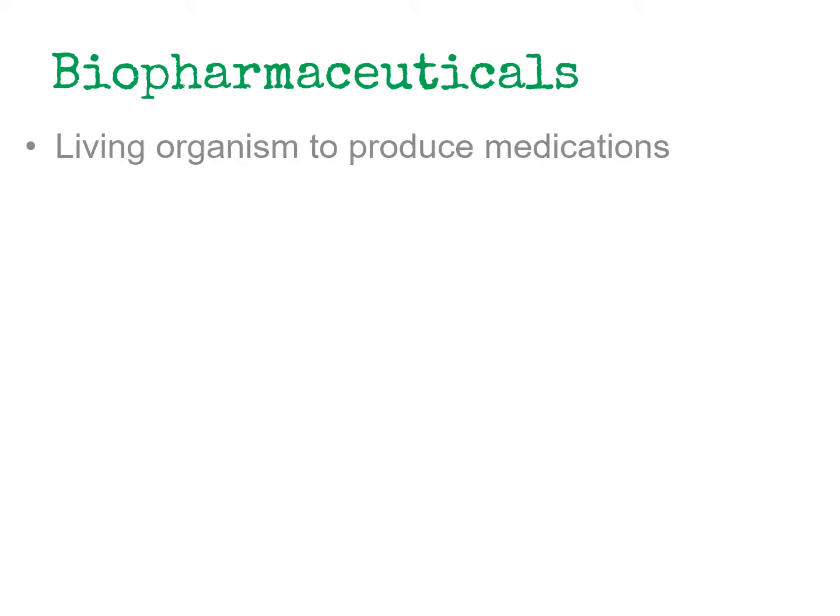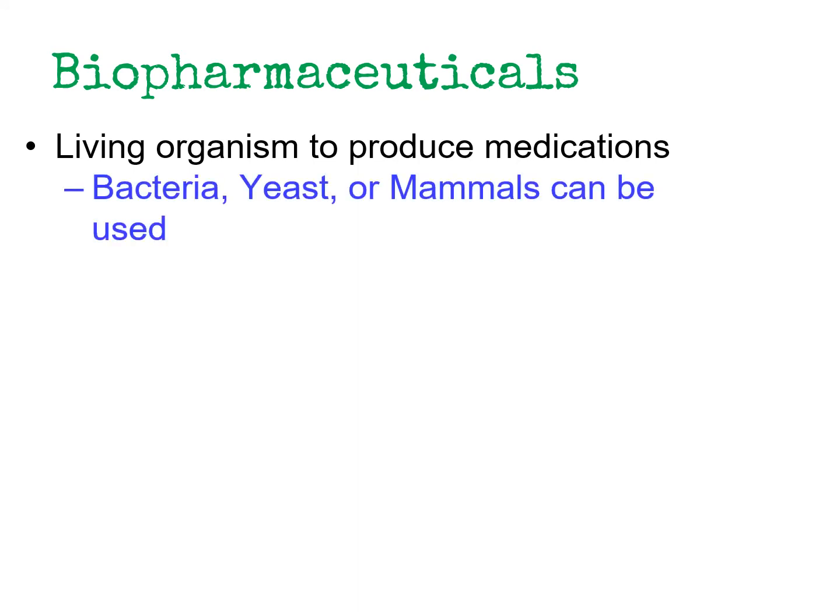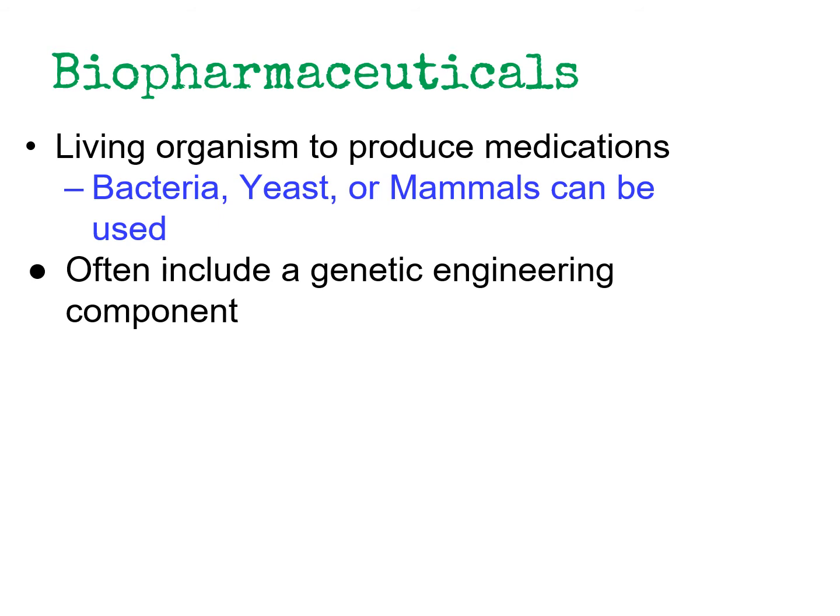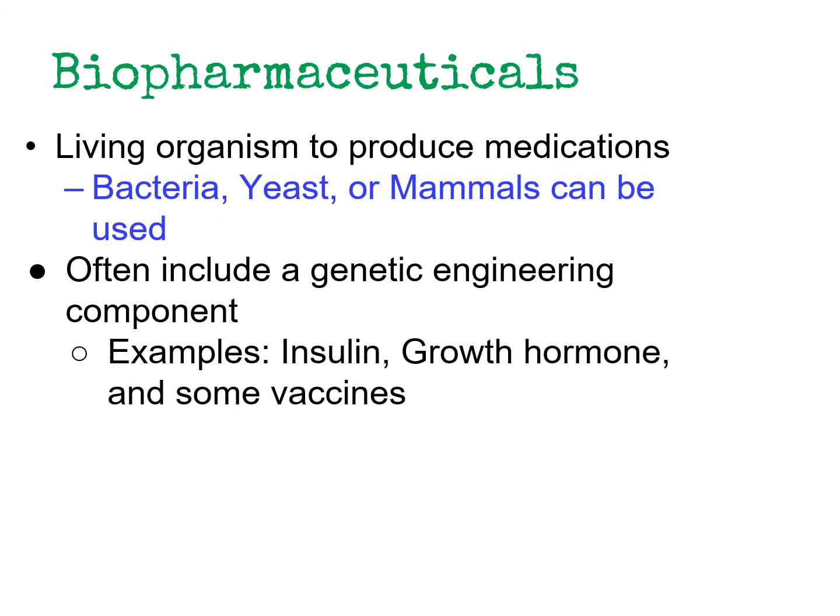Biopharmaceuticals is using a living organism to produce medicines. Bacteria, yeast, or mammals can be used. This often includes a genetic engineering component. Some examples are insulin, as we just spoke about, growth hormones, and some vaccines.